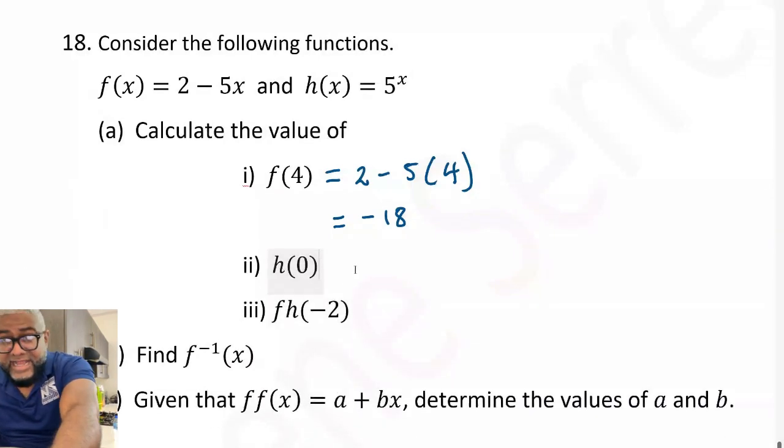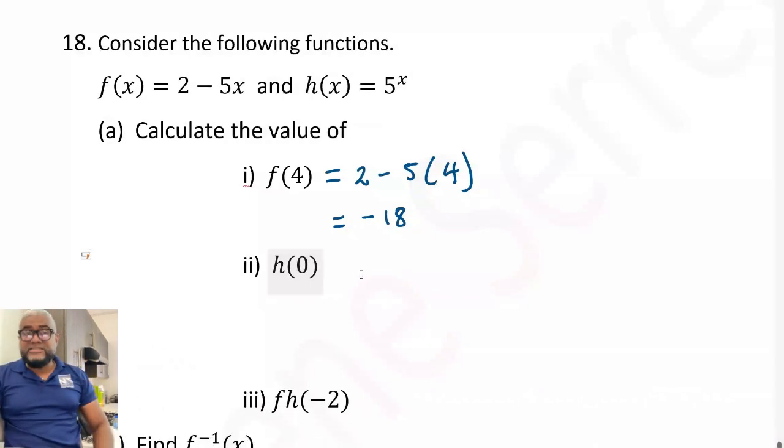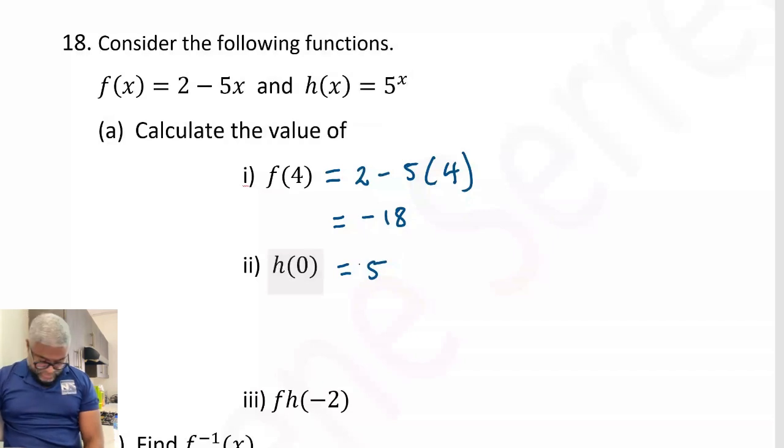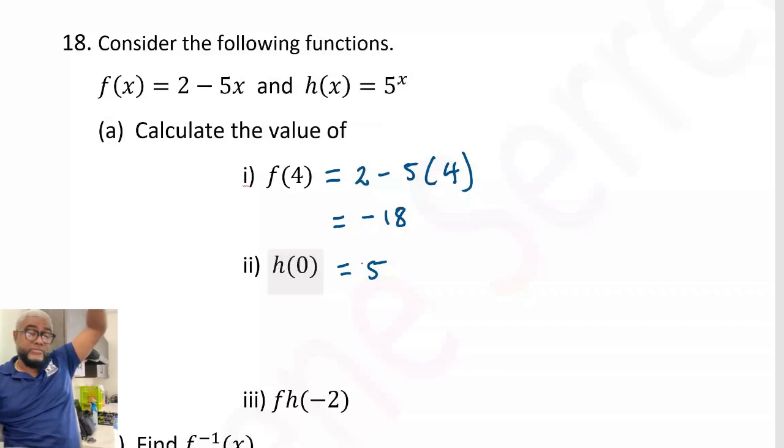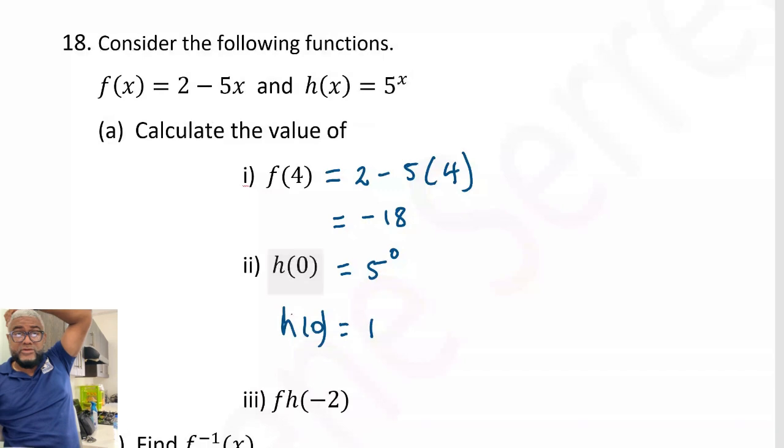You have your answers in this one. I'll send a clean one. h of 0, Johnny. What is h of x? So it's 5 to the power of what? 0. Right, 1 is the answer. h of 0 is equal to 1.